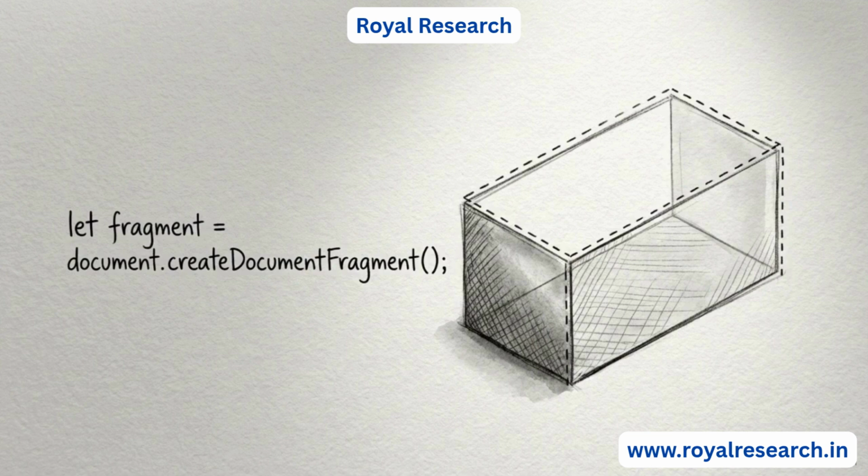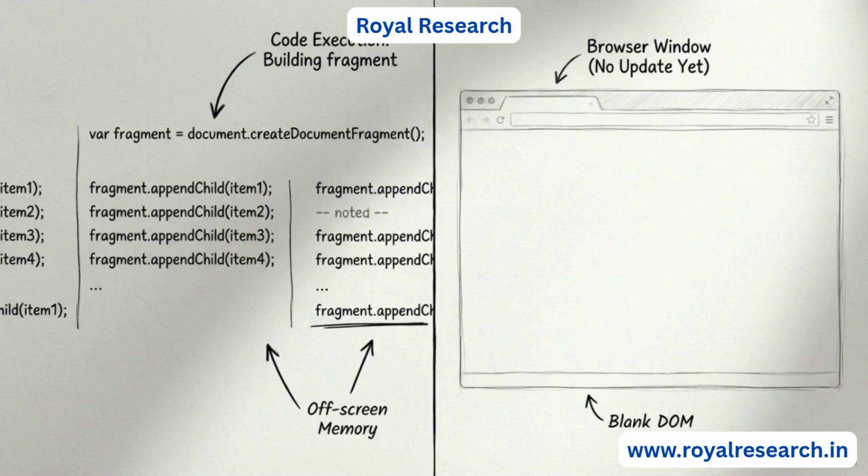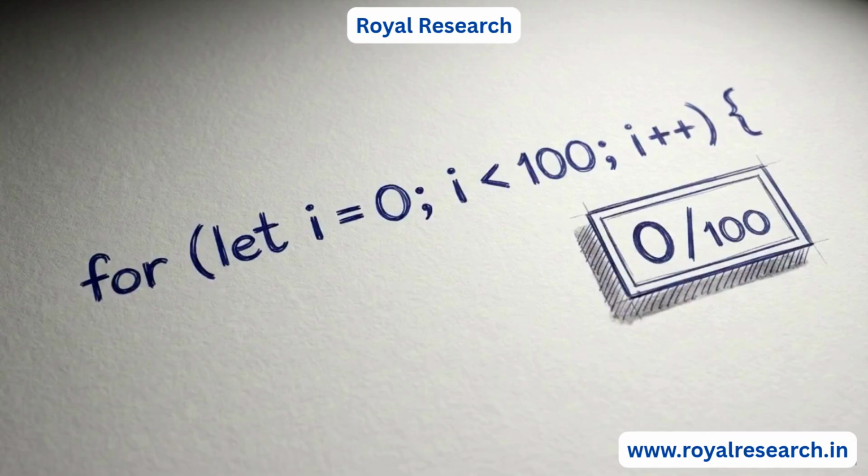Next, define a variable and assign the document.createDocumentFragment method. Think of this fragment as an invisible container, existing completely in memory, outside the live document. By doing all of our construction work inside this detached zone, the browser has no reason to redraw the screen, saving crucial processing power. Now we need to generate our data.